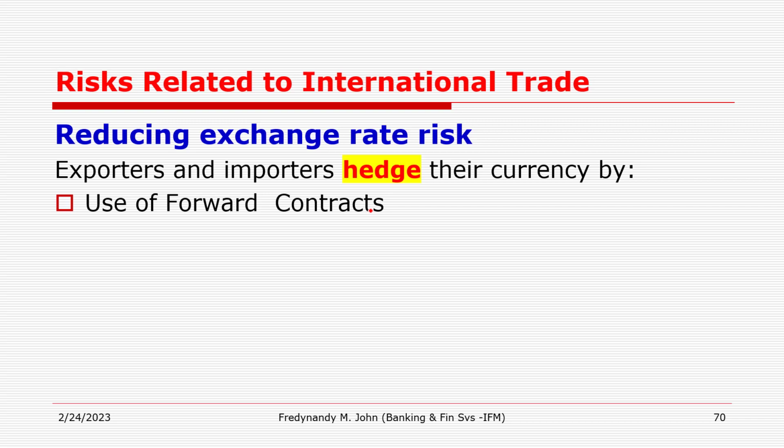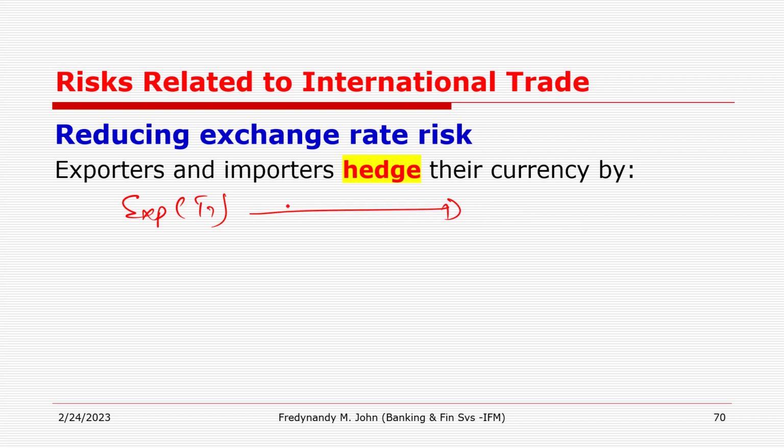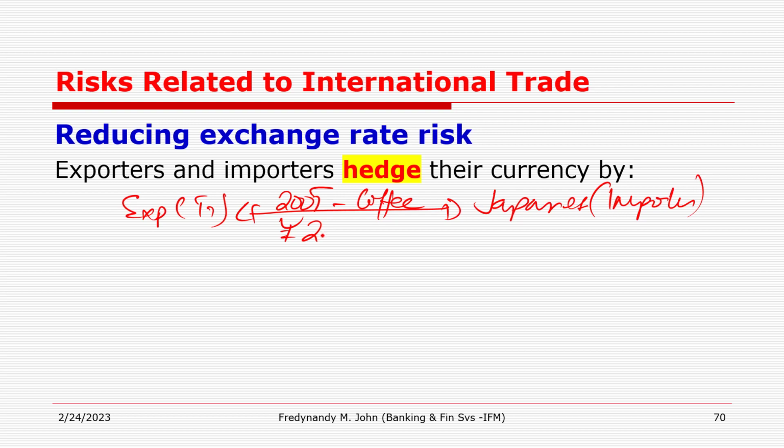Let me be clear on this. Suppose that you have a Tanzanian exporter who has entered into an agreement with a Japanese importer, where the Tanzanian exporter will ship 200 tons of coffee to Japan, and the Japanese importer will pay a total of 2 million Japanese yen 60 days after the date of shipment.